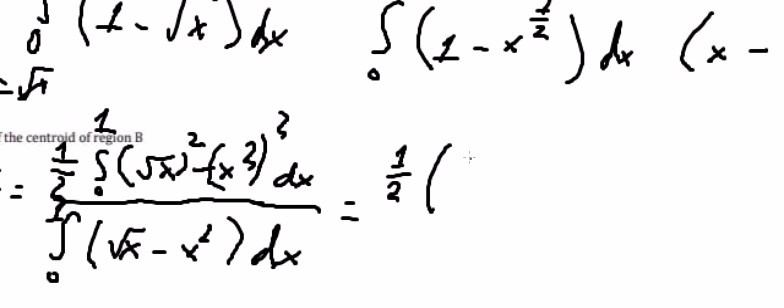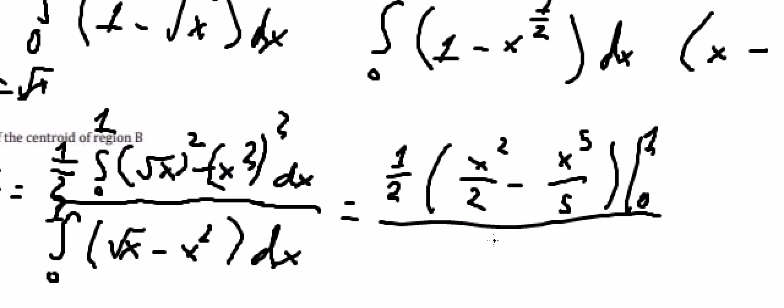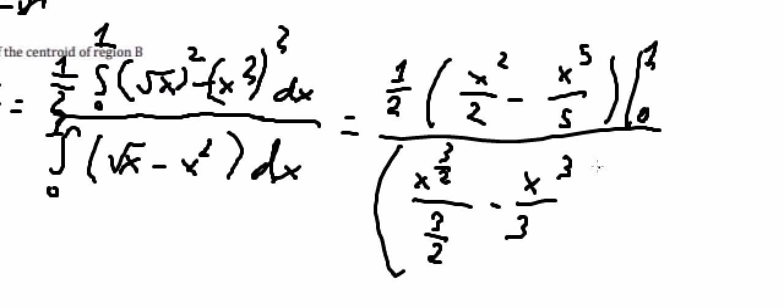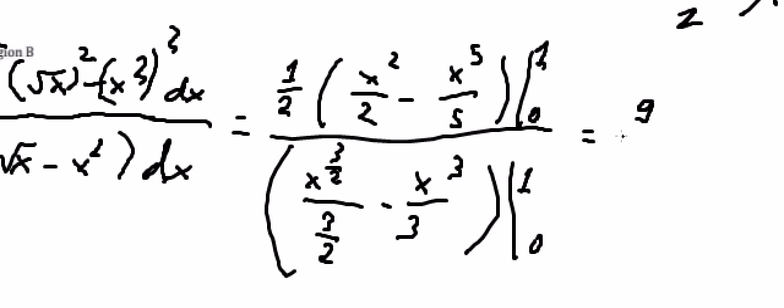This one you get s squared over 2 minus s to the power of 5 over 5, and we have from 0 to 1, and in here we get s to the power of 3 over 2 minus s to the power of 3 over 3. We put all the numbers in here, and we get the final answer. You get 9 over 20.